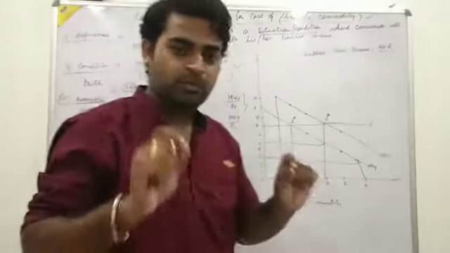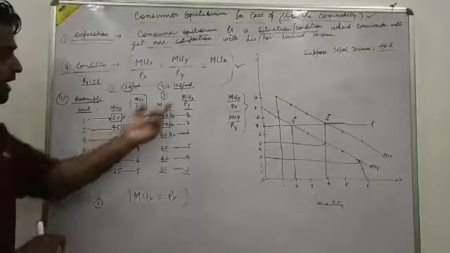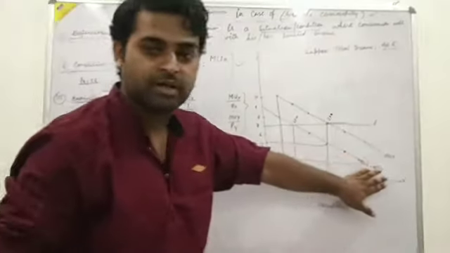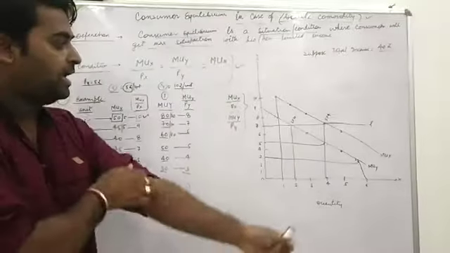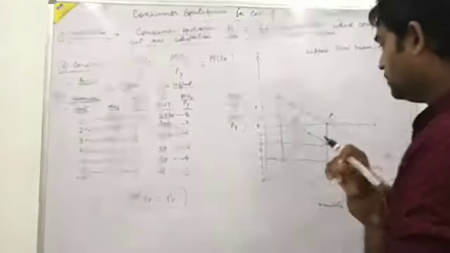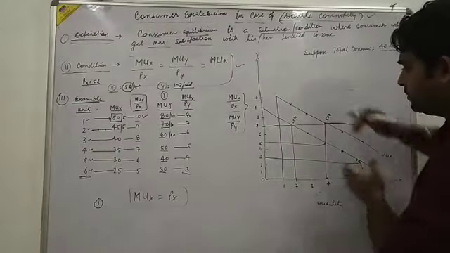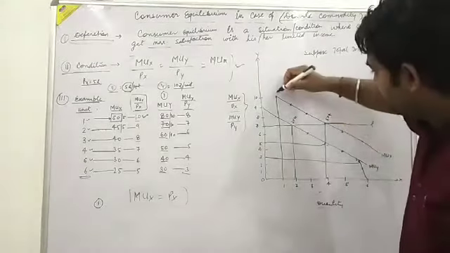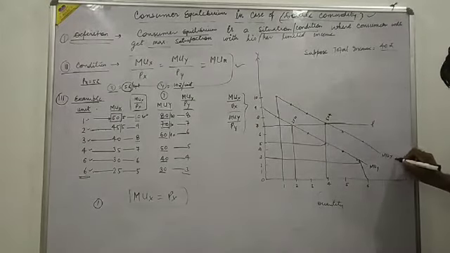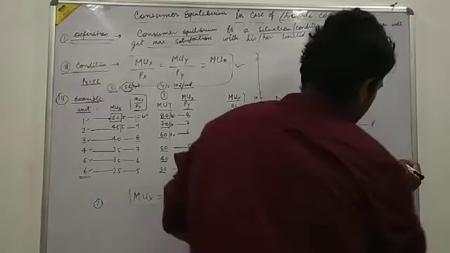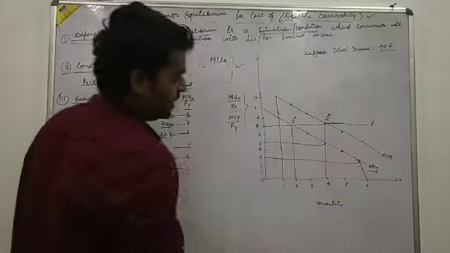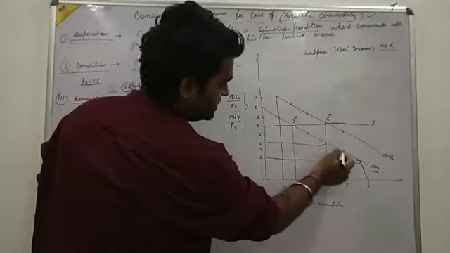So we will plot the diagram MUY by PY, MUX by PX according to the table, and after that we will match all the points in a row. So all these points I have matched, and this line will be called MUX, and the second one is MUY. See here, I have matched this line.